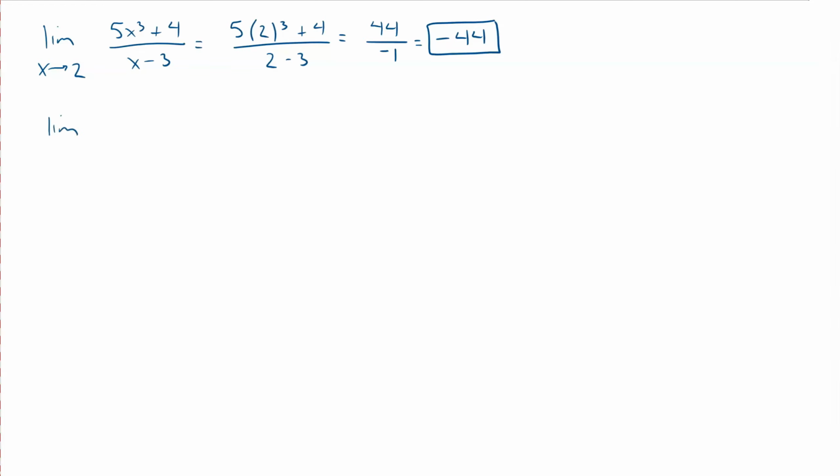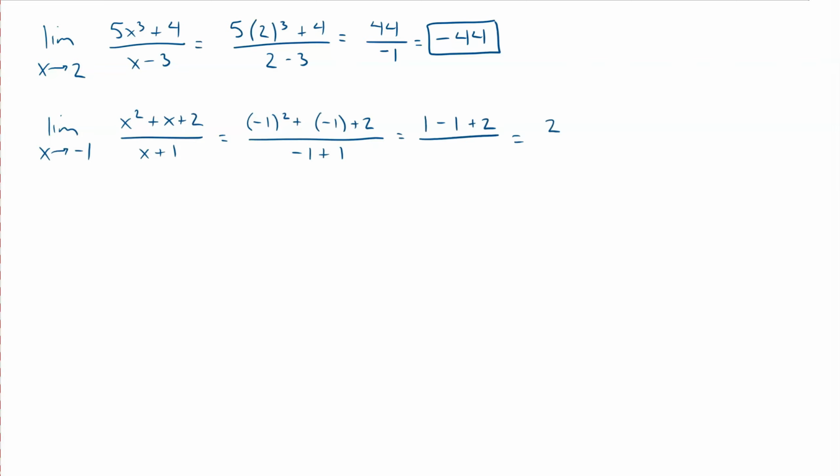Let's take a look at the limit as x goes to negative 1 of x squared plus x plus 2 over x plus 1. Evaluate the limit. You should have negative 1 squared plus negative 1 plus 2 over negative 1 plus 1. On the top, you get 1 minus 1 plus 2. On the top, you have 2. On the bottom, you get 0. 2 over 0 is undefined, not cool. Substitution did not work, and again, we'll work on that another day.